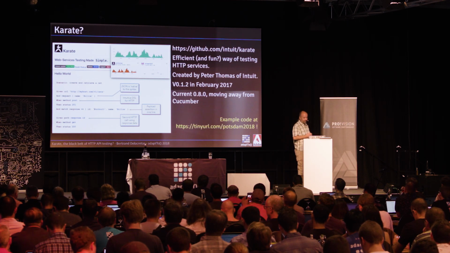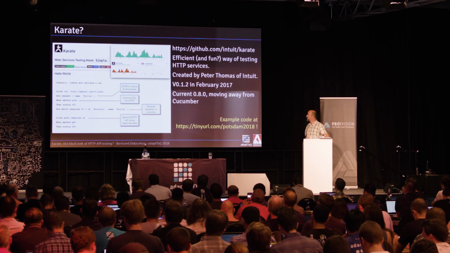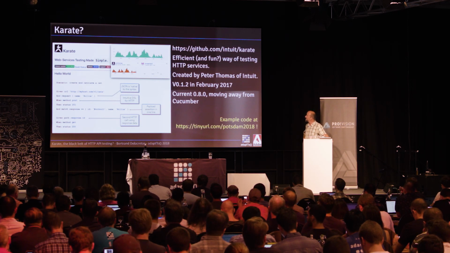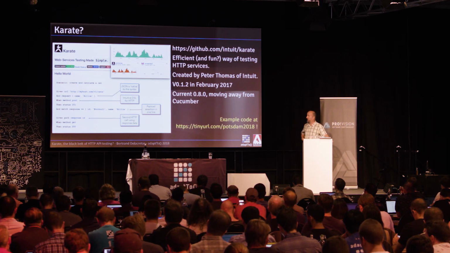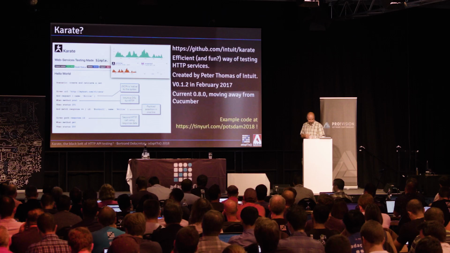So it's pretty stable. Even though the version number is 0.8, it's not too bad. And Peter has been, in the last few weeks, rewriting the parser of the language and the execution engine to move away from Cucumber. Currently, it's based on Cucumber and Gherkin, and he's rewriting that to be independent. I don't think it brings much. It was probably a way to get started.